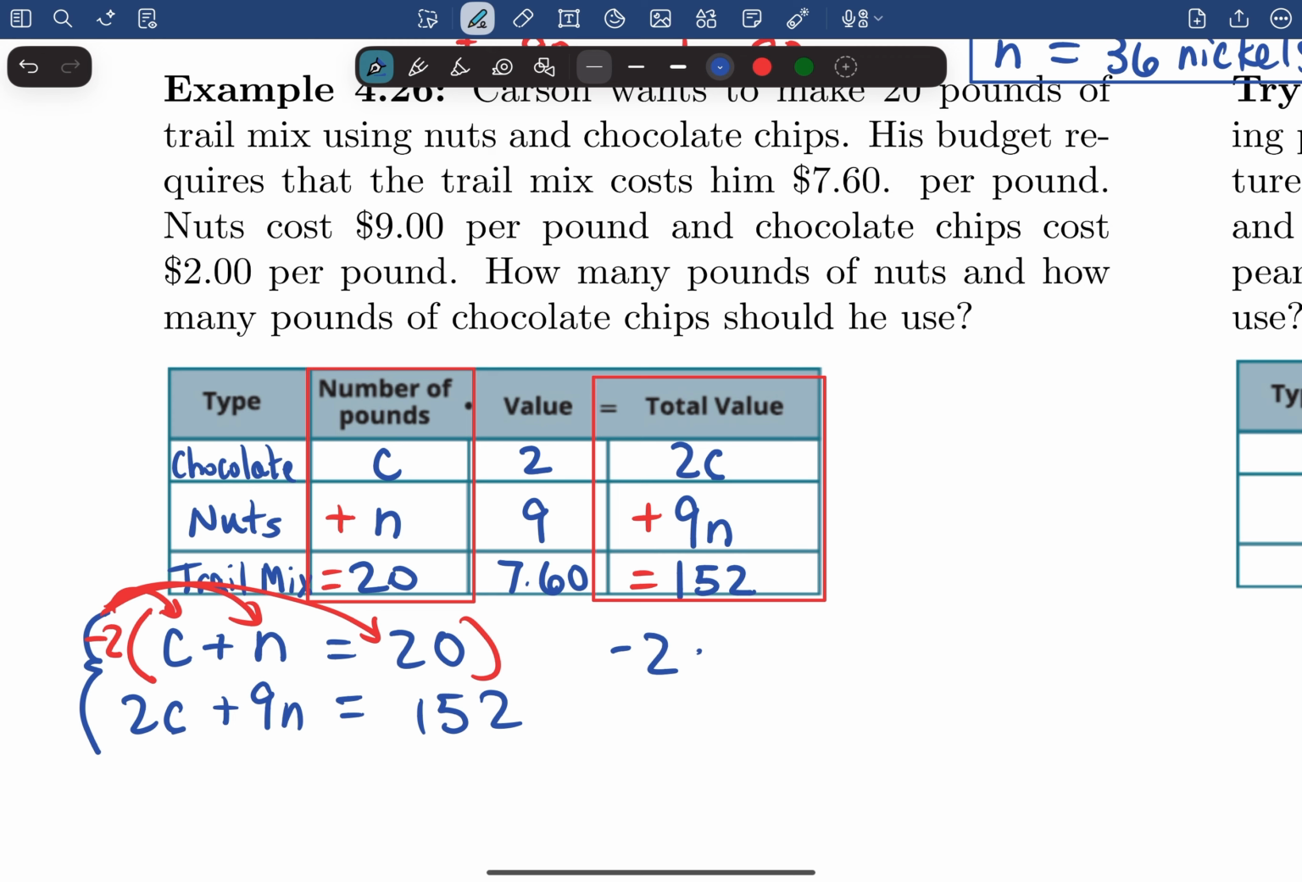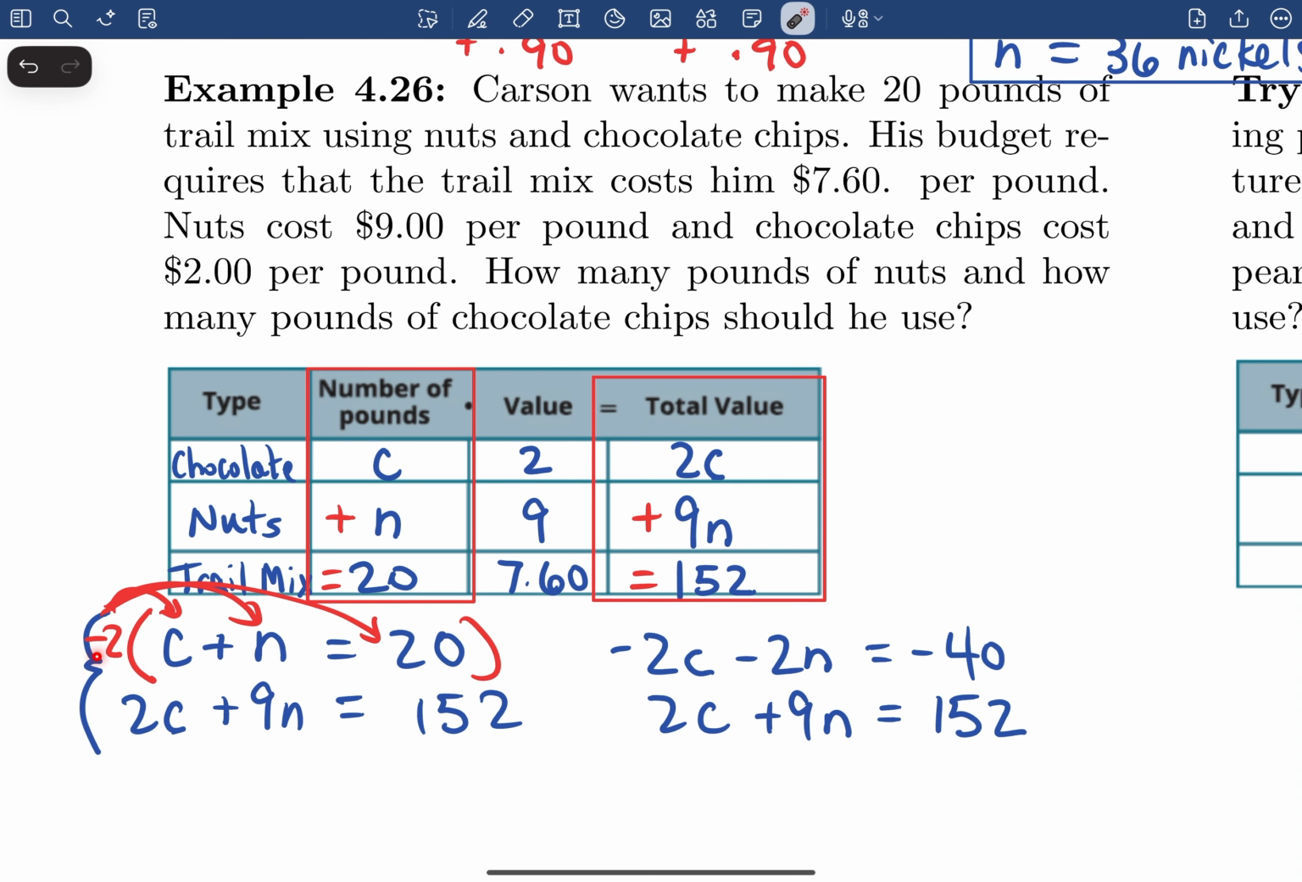And I get -2C minus 2N equals -40. And then on the bottom, I keep it the same. It's the same equation. And maybe you didn't realize that you could multiply an equation by any value you want to, right? And it's still the same equation. This is the same equivalent equation as this one. And so now you know you can multiply any equation by anything you want to, any number, except for 0, and you will get an equivalent equation. And why is that so cool?